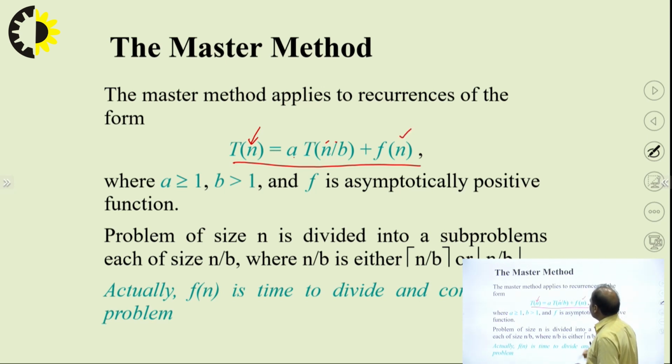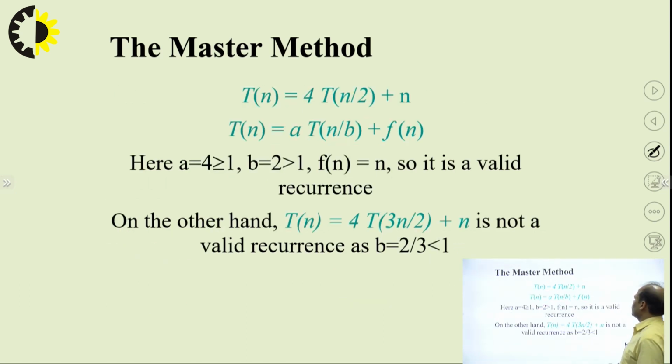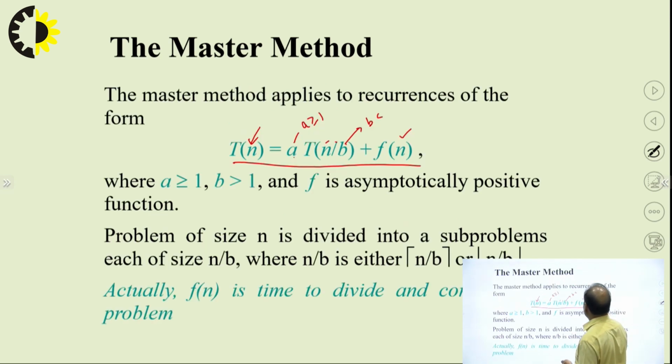Here fn should be asymptotically positive, a should be greater than or equal to 1, and b should be greater than 1, strictly greater than 1. This is the limitation. If b is not greater than 1, it will not decrease the value, and hence it will not form a recurrence relation. And here n by b is either a ceiling function or a floor function.